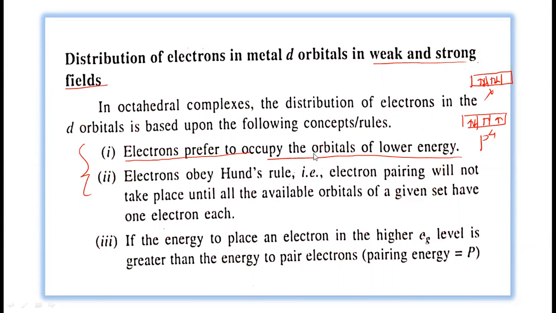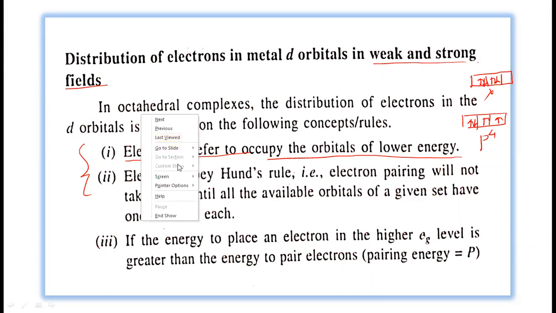Once again, I would like to repeat this rule. If the energy to place an electron in the higher energy level is greater, it means that we want to place the electron into the Eg orbital, but it is higher than the pairing energy, then the electrons prefer to pair up in the lower T2g orbitals. This situation arises only if the energy required to place the electron in the Eg orbital is greater. Let us show this.